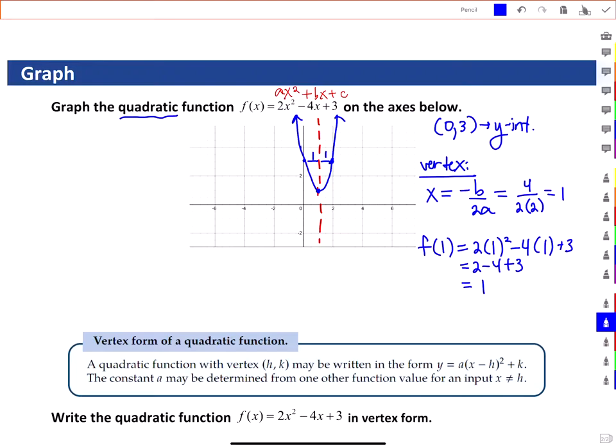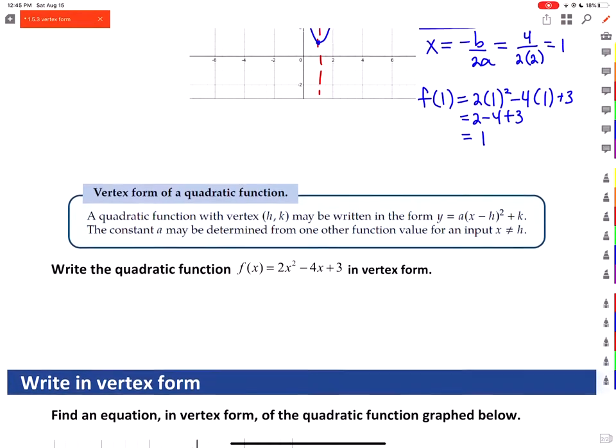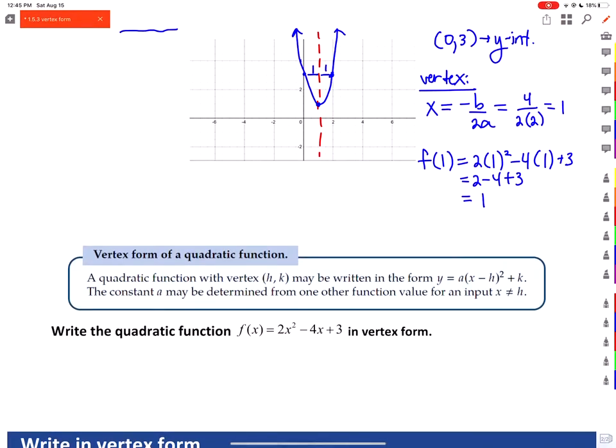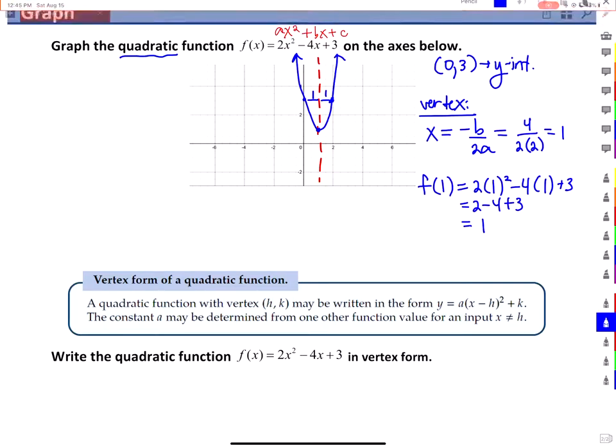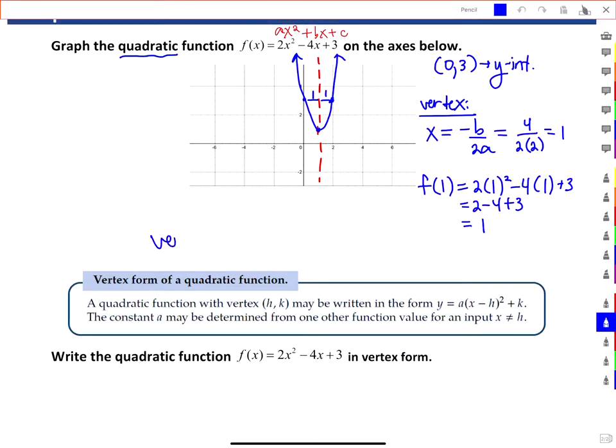All right, so down here, to remind ourselves what the vertex form of a quadratic function is. I don't want to go too far because I need to use some of this information up here again. A quadratic function with a vertex (h, k), so thinking back to our example, our vertex was at (1, 1), may be written in the form y equals a times x minus h quantity squared plus k. The constant a may be determined from another function value for an input where x does not equal h. For our case, that doesn't really matter.